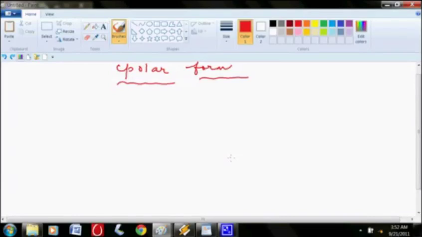I'm going in detail with the polar form of a complex number. You should be good at this so that you can follow the next discussions quite easily.